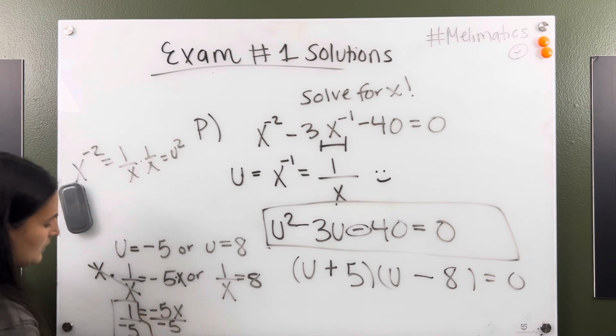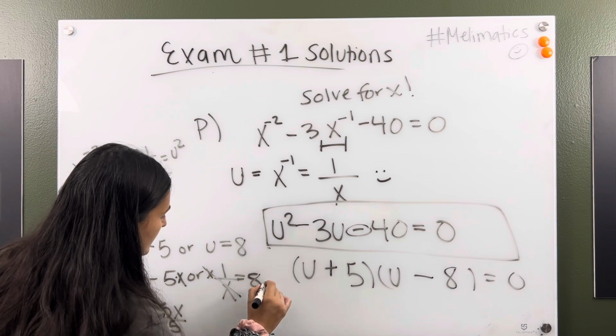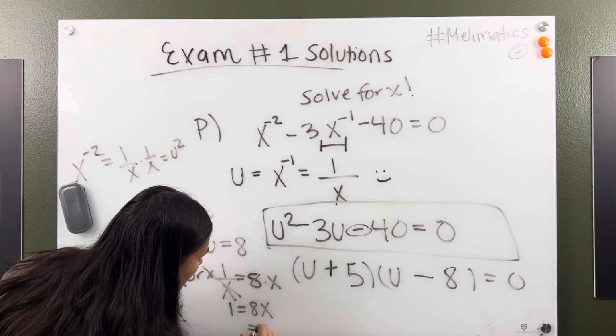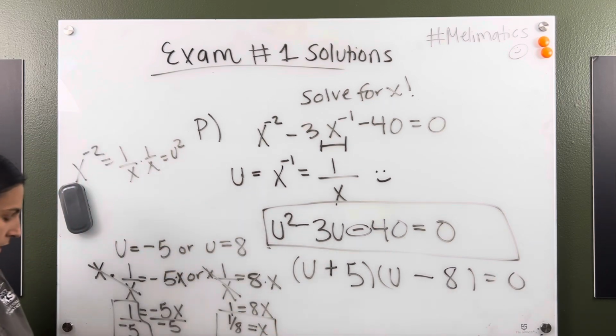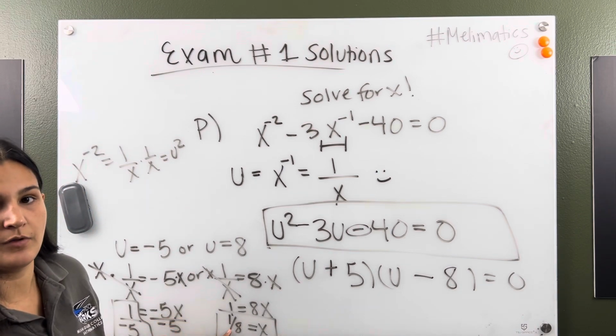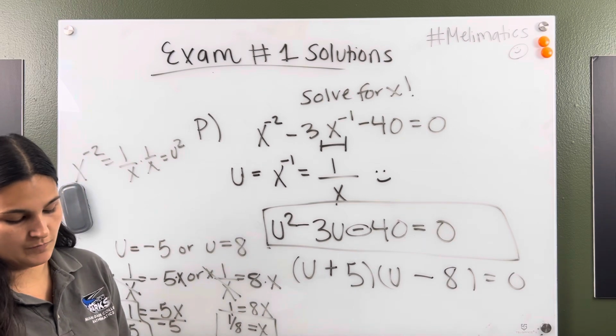Okay, so this is one solution. And the other one, multiply by x, cancel, multiply by x. 1 equals 8x, so what does x equal? 1 over 8. Okay, you can leave it like that, or if you prefer to write it as decimals, you can as well. That would be 0.125 for the 1/8, or negative 0.20 for the negative 1 over 5.